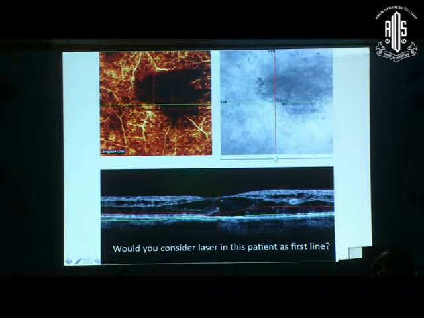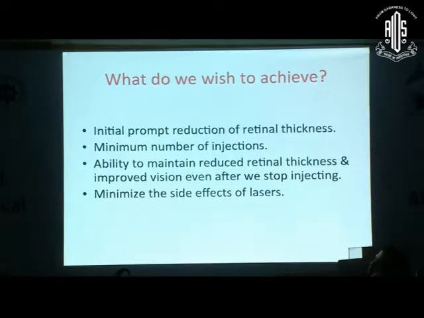So would you consider laser? Not really. These are not the kind of patients you would do laser on. You would give anti-VEGF, you would try to reduce the thickness, and then you would do laser if required.